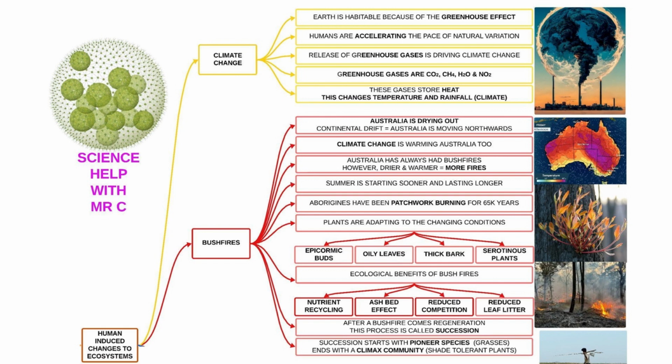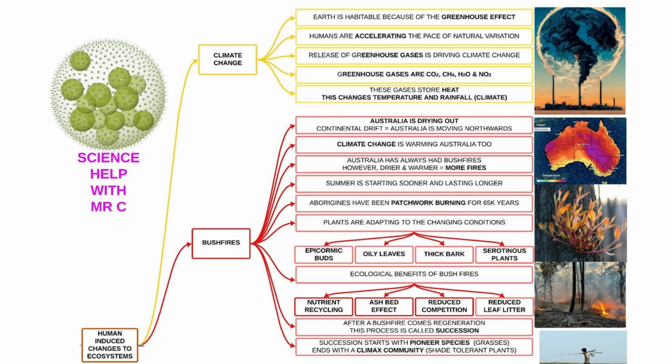With fires, there's not just the negatives, there are also positives. There is nutrient recycling, where any nutrients that are trapped in the trees are now released back to the soil. The ash bed effect, where the nutrients released aid in the quick regeneration of the seedlings. Reduced competition for sunlight, so all the trees can grow at an equal rate. It has also reduced leaf litter, which stops large bushfires occurring.